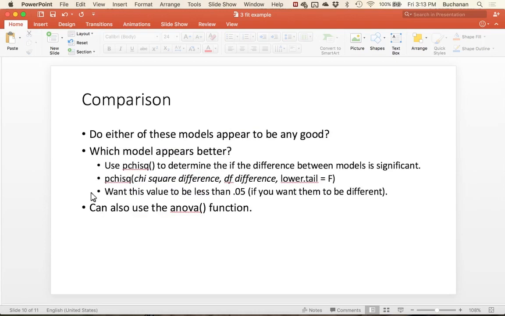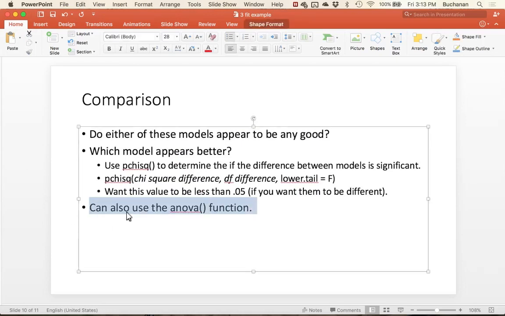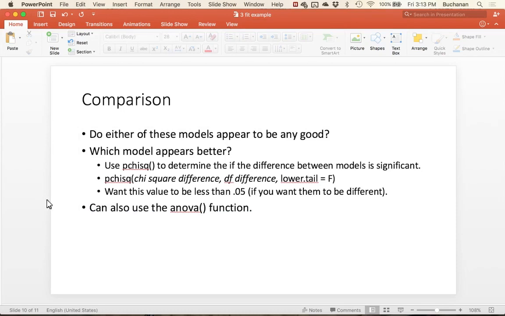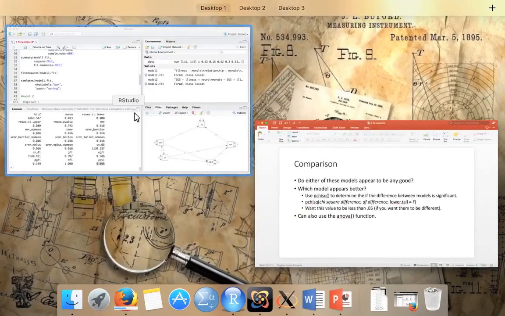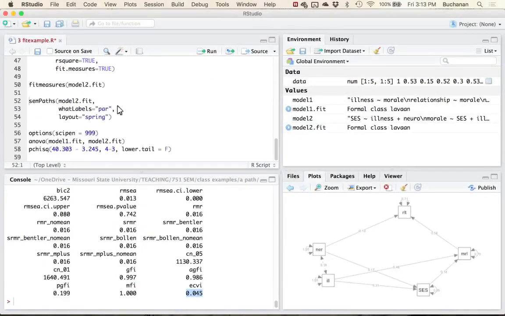But I also could use my chi-square because it's nested. So we're going to do two different ways to do this. ANOVA is arguably much easier, but I think it helps if you understand what the ANOVA is doing. So I'm going to type that at the bottom here.